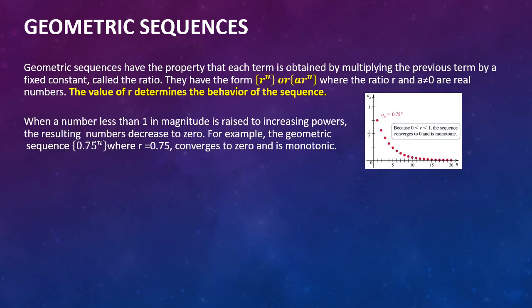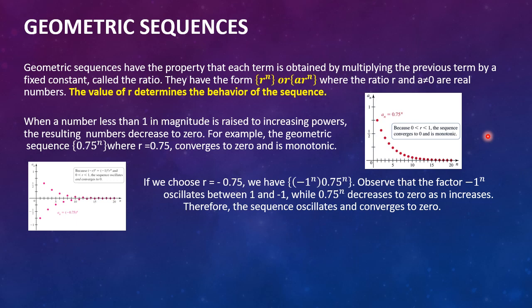When a number less than 1 in magnitude is raised to increasing powers, the resulting numbers decrease to 0. You can think of this as a fraction. When you multiply 1/2 times itself, or 1/2 squared, you get 1/4. 1/2 cubed is 1/8, and it's getting smaller and smaller. So for these geometric sequences, for example, here we have 0.75 to the n. You can see that it converges down to 0. It gets closer and closer to 0, and in this case it would be monotonic because it's only going in one direction.